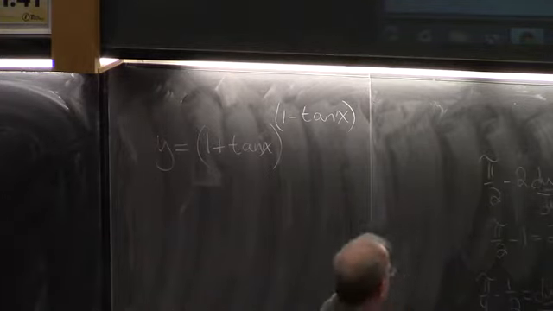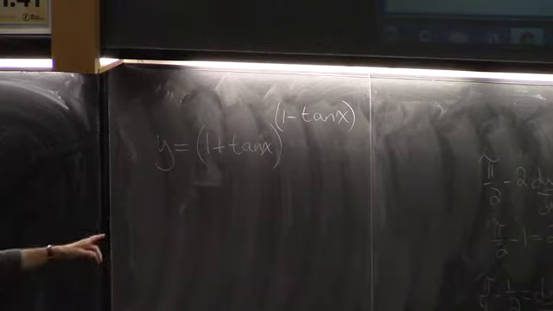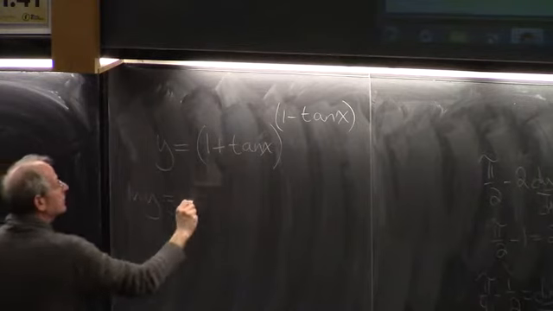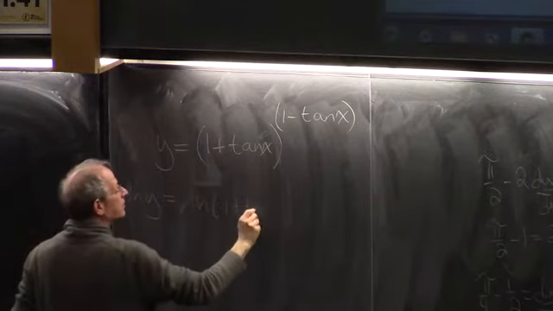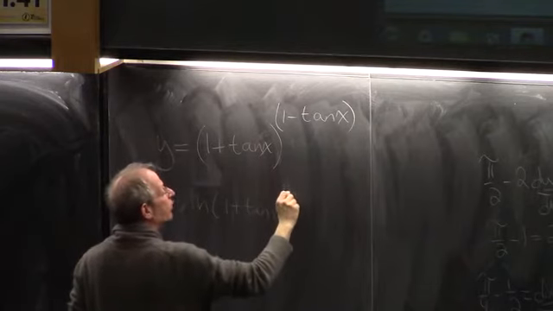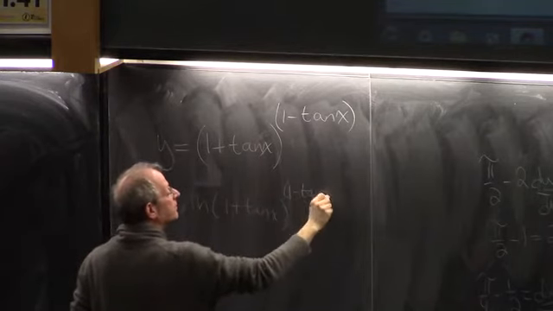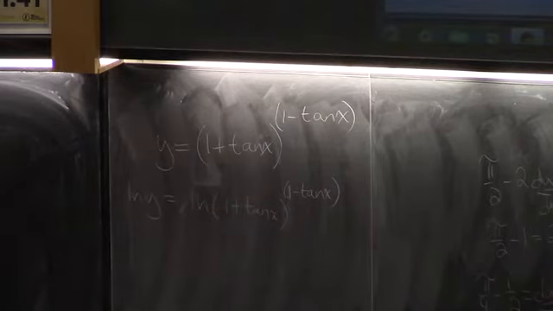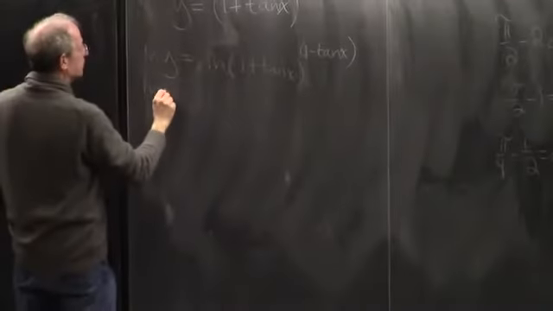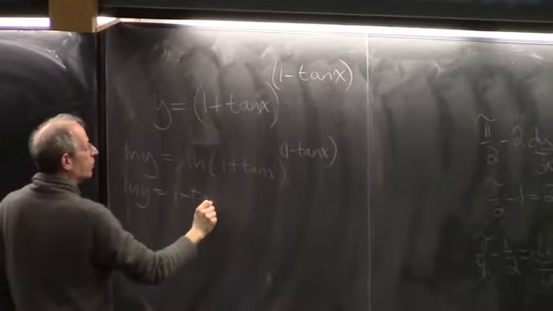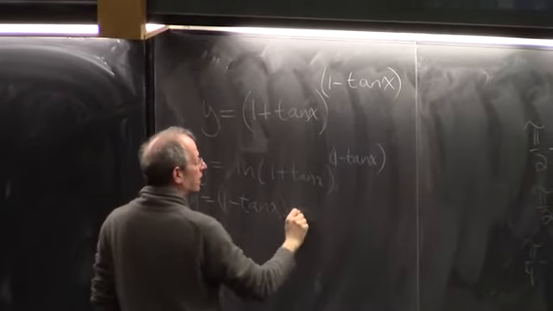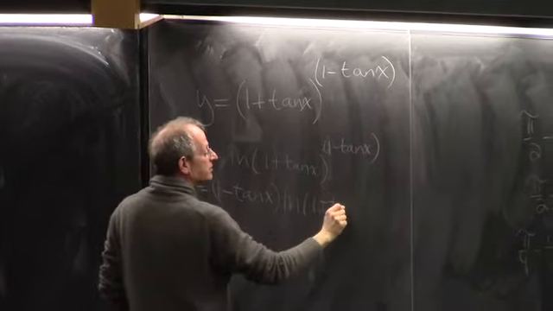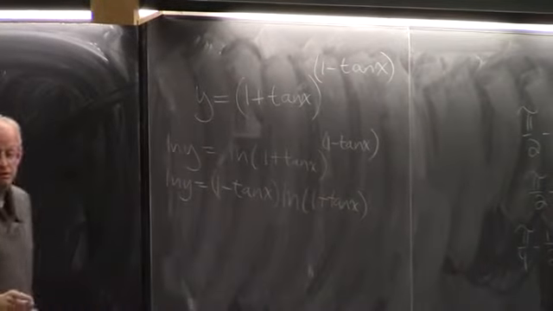All right. So step one, take the log of both sides. Natural log of y is log of (1 plus tan x) raised to the 1 minus tan x. That's an easy step. Step two, take the derivative. No, sorry, bring the power in front: 1 minus tan x times the log of 1 plus tan x. Don't forget the log.